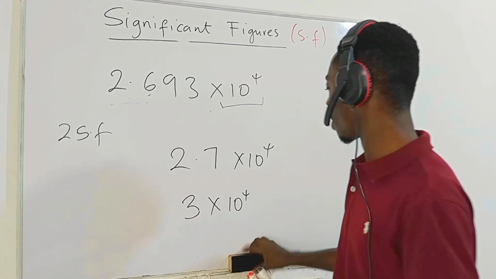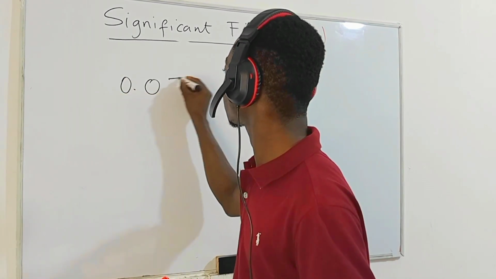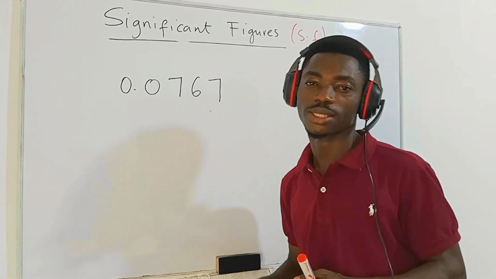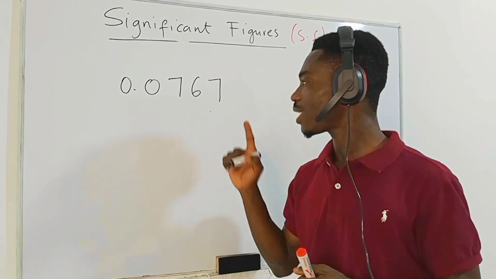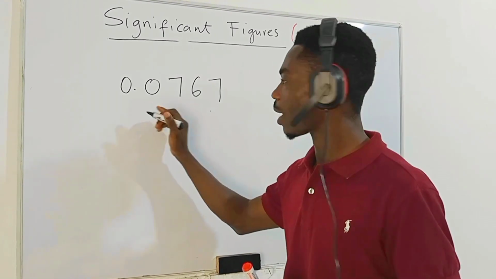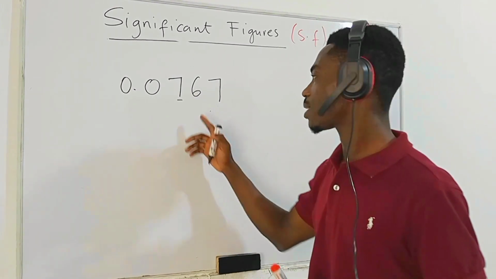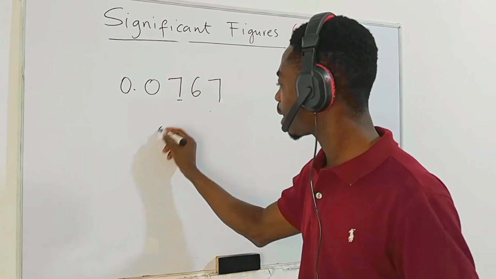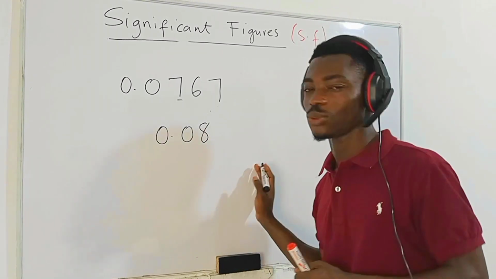Let's consider another number. Now let's say we have 0.0767, and maybe we want to leave this in just one significant figure. What is it going to be? Now with this right here, in fact, these are leading zeros which are not significant, so we have to start right from here. So 1, we are just landing on the 7. The number next to the 7 is 6, more than 5, so we have to add 1 to this, making 0.08, and you are done.